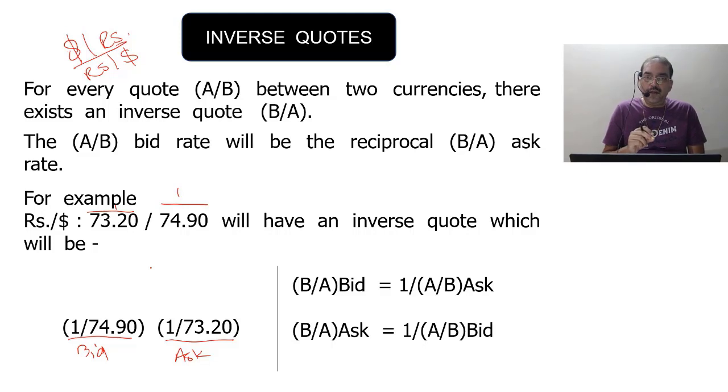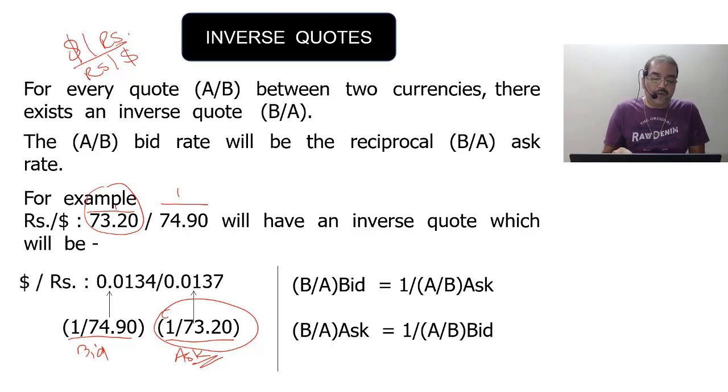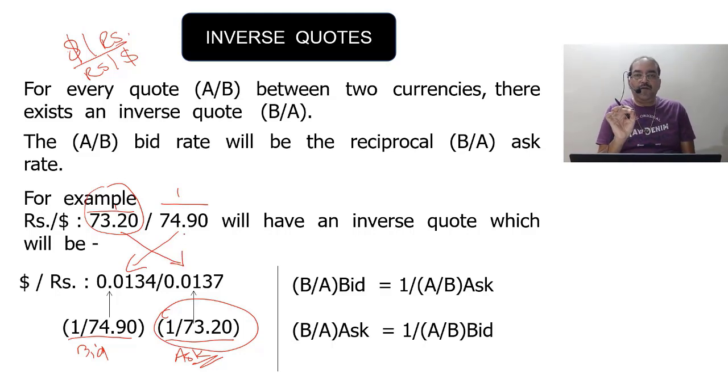So the inverse quote bid rate will be the reciprocal of the original ask rate. And the inverse quote ask rate will be the reciprocal of the original bid rate. So dollar to rupees will come to 0.0134 and 0.0137. So the reciprocal of ask becomes the bid rate here, and the reciprocal of bid becomes the ask rate here. That is called inverse quotes.